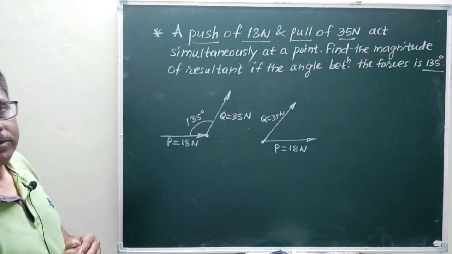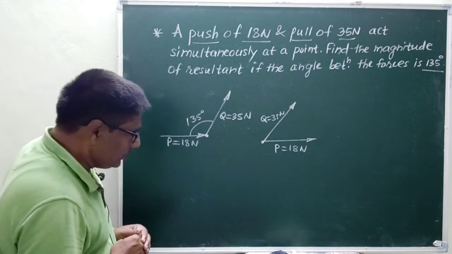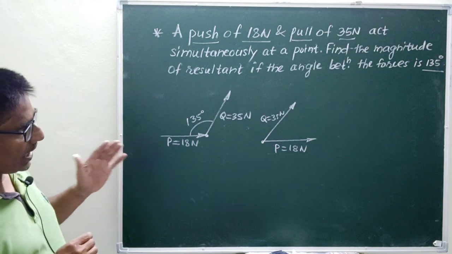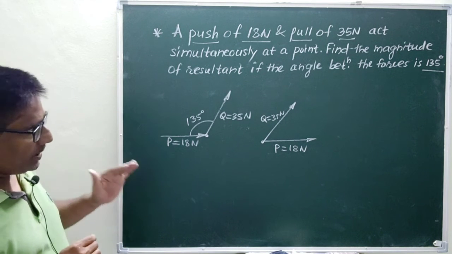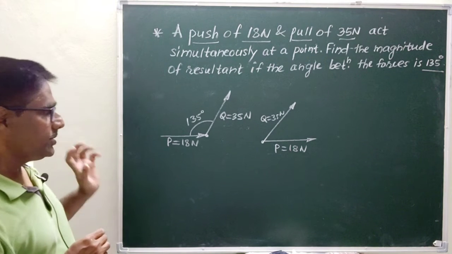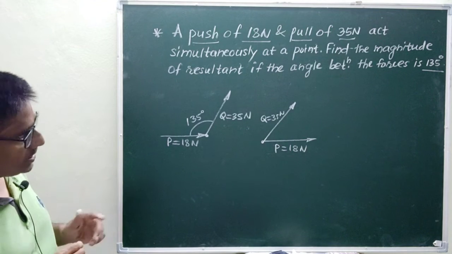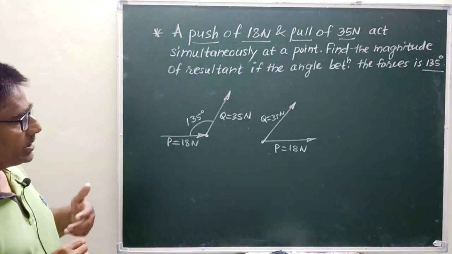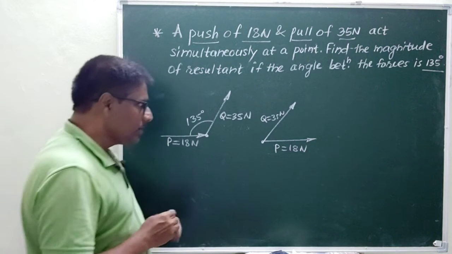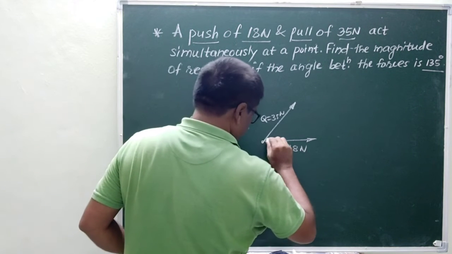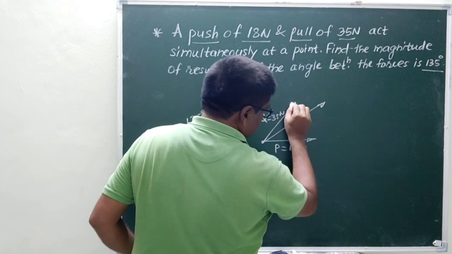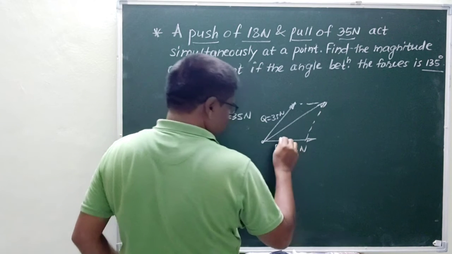As per law of parallelogram of forces, if two forces in magnitude and direction are acting at a point and away from the point along the two sides of parallelogram, then their resultant in magnitude and direction will be represented by diagonal of parallelogram. This is what law of parallelogram that we have studied in earlier video. The resultant of these two will be represented by diagonal.